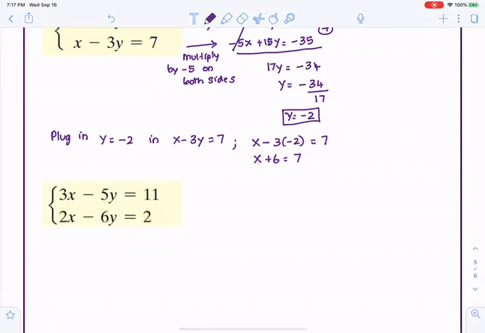Move the 6 to the other side. x would be equal to 7 minus 6, which would mean x is 1. Therefore, the solution is 1, -2.